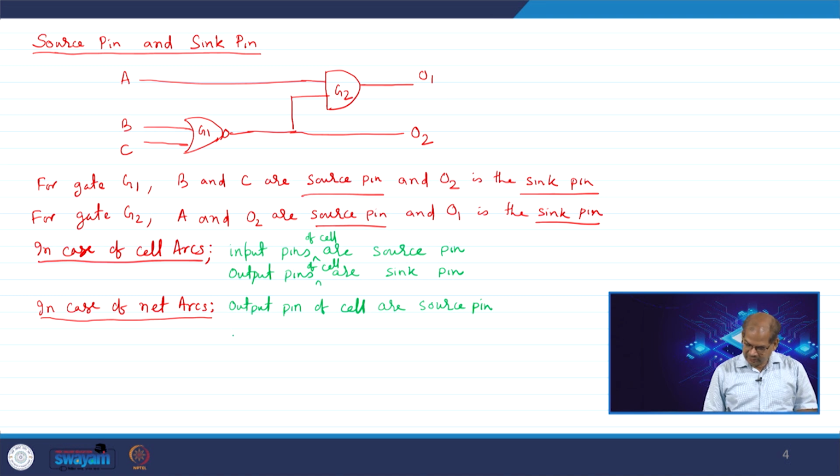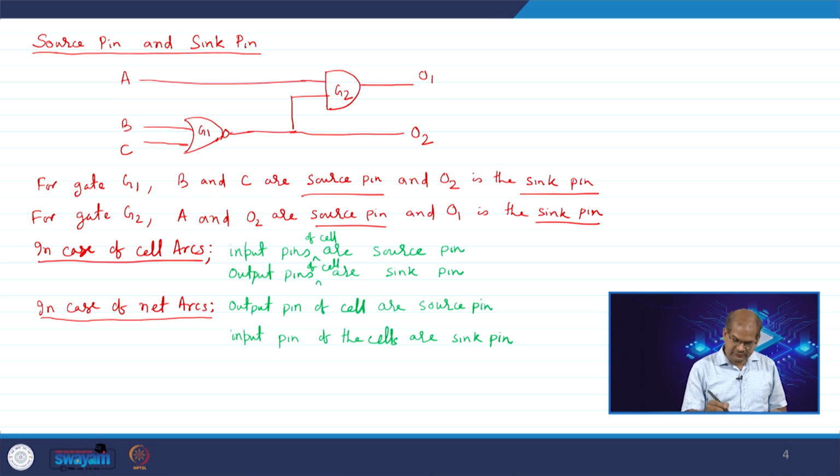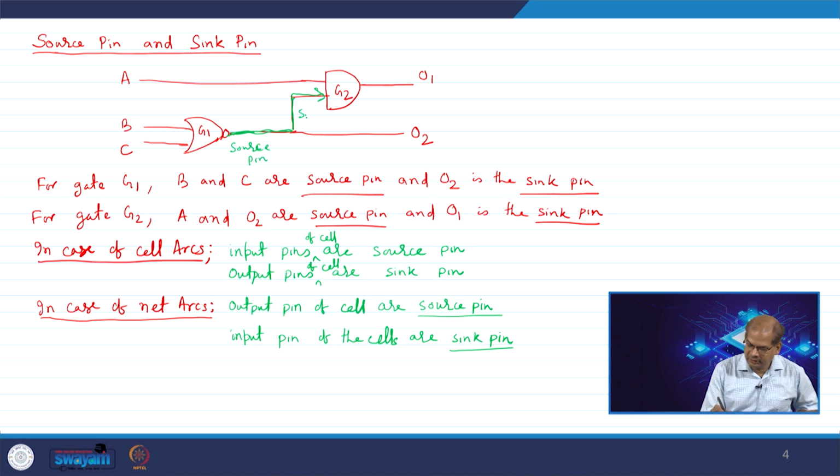and the input pins of the cells are sink pins. For example, if you can see here, this is a net arc. The output pin is your source pin and the input pin is the sink pin. This is the source pin for the net arc, and this is the sink pin for the net arc.